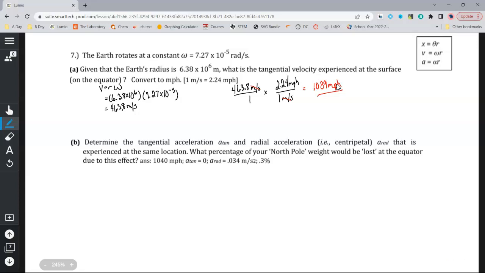Now, if we want to determine the tangential acceleration, so there's the tangential acceleration, a equals r alpha, and the radial acceleration is going to equal r omega squared. So let's start with the beginning. We said here that the angular velocity is constant. So that means if the angular velocity is constant, then alpha is 0. So that means the tangential acceleration, which is r alpha, is 0.